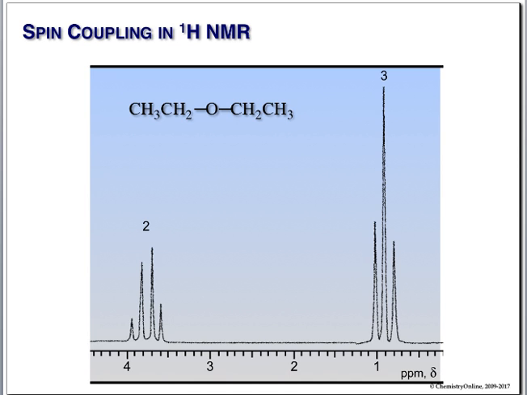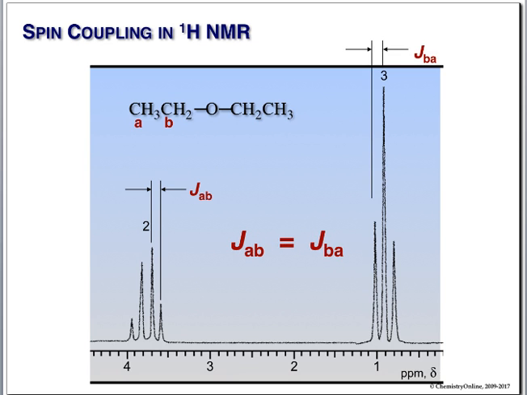That's one way. The other way is to actually measure the coupling constant. If we label these A and B, the coupling constant is abbreviated as J. If you measure this distance in parts per million between these peaks, they're all the same, and they exactly match the coupling constant here to what it's coupled to. So that's how you can actually identify which groups are coupled to which.